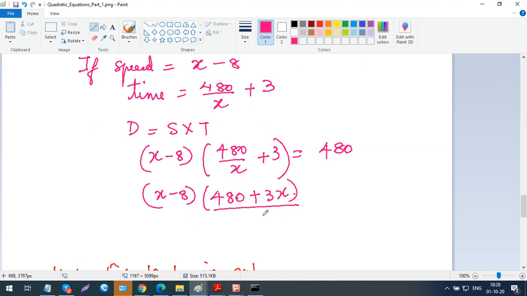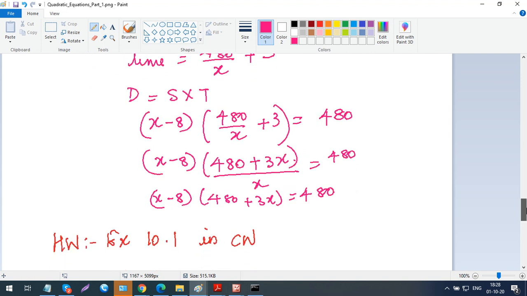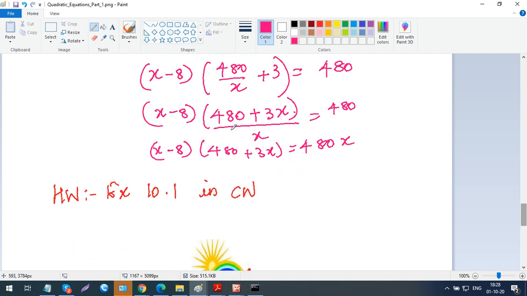Now here I get x minus 8 into 480 plus 3x. I can move the x to the other side, so I get 480x. So again you expand this. That's it. This x goes over here. So this is how you will have to expand it, combine the like terms and then solve it. Now I just told you how to write an expression. Solving and all we'll see in the next exercise.